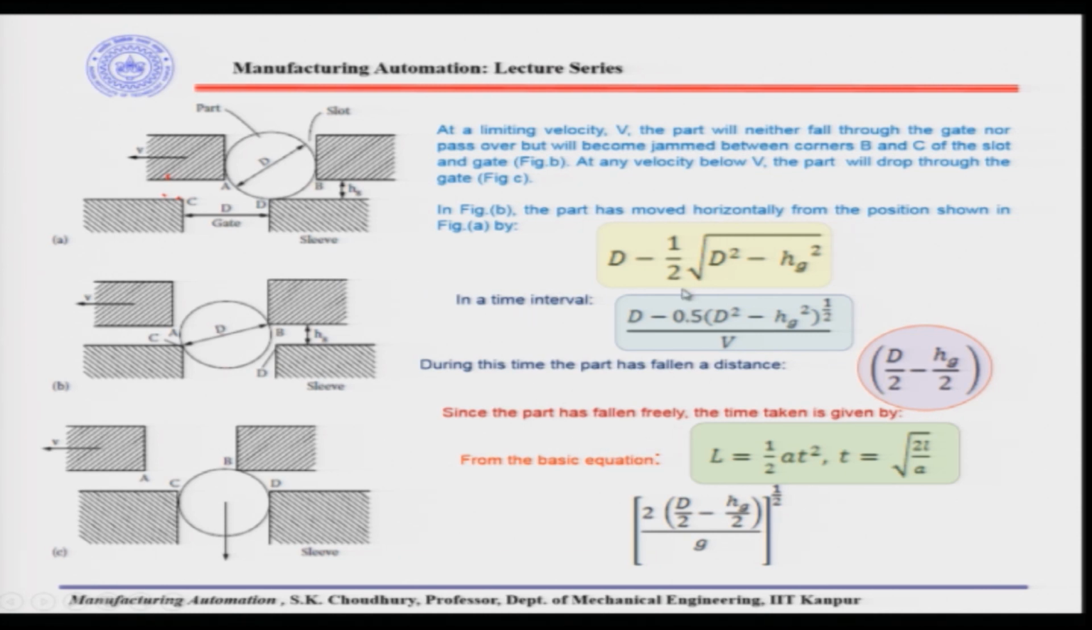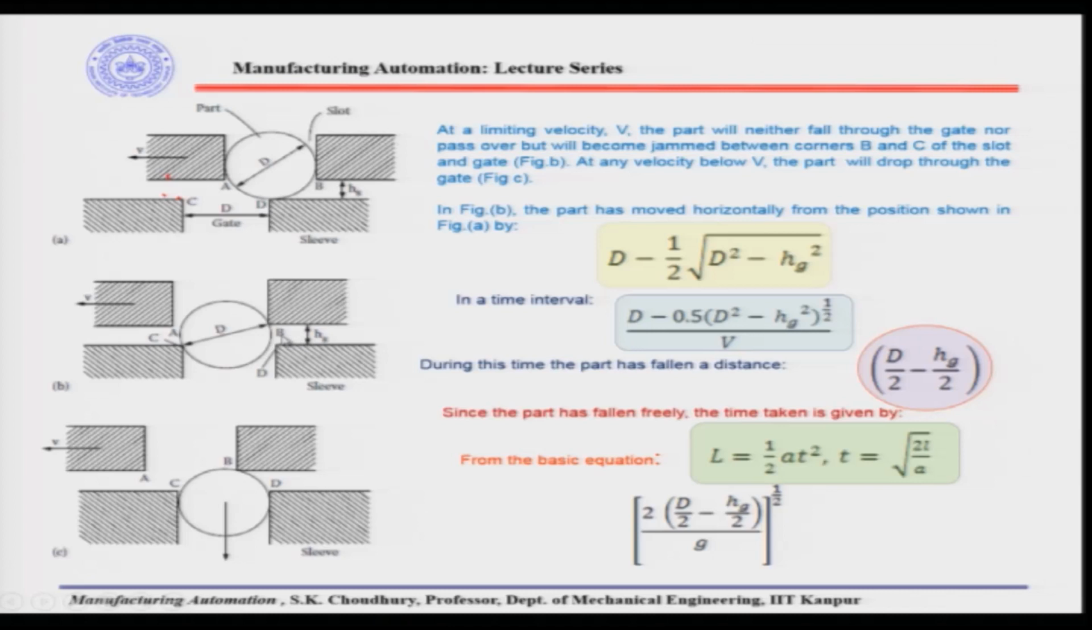Since this distance is moved because of the critical velocity, if we divide this distance by the velocity, we can find the time interval. While moving horizontally, the part has also fallen down. That means it has moved vertically, and that vertical movement can be given by d by 2 minus hg by 2. So, half of that it has gone, and it has fallen down.